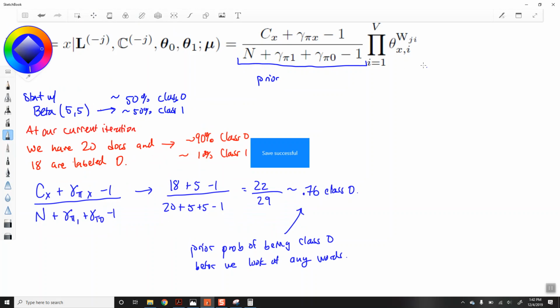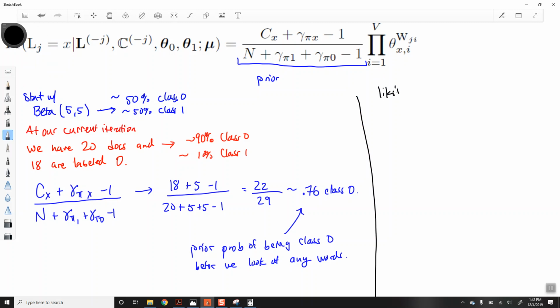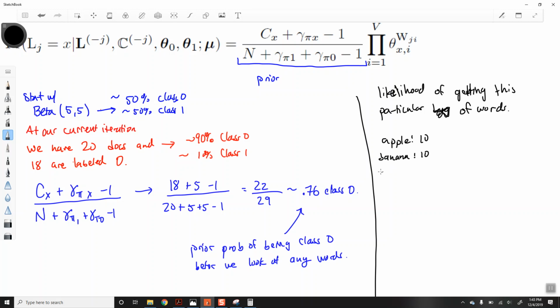And then the other side, over here, this is just the likelihood of getting each of the words, of getting this particular bag of words. Let's say we have apple 10 times, banana 10 times, ball 1 time, and points 1 time. Under theta 0, which is about fruit, this could be like 0.4, 0.4, 0.1, 0.1. This is the fruit vector. And theta 1 is going to be 0.1, 0.1, 0.4, 0.4. That's the sports vector.